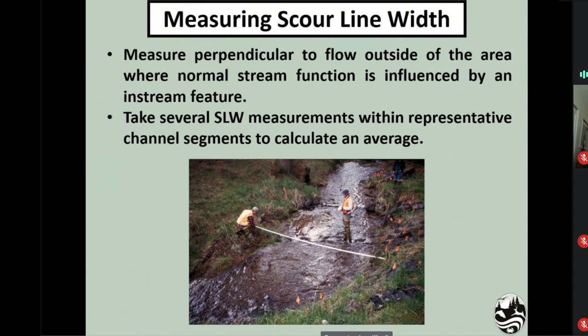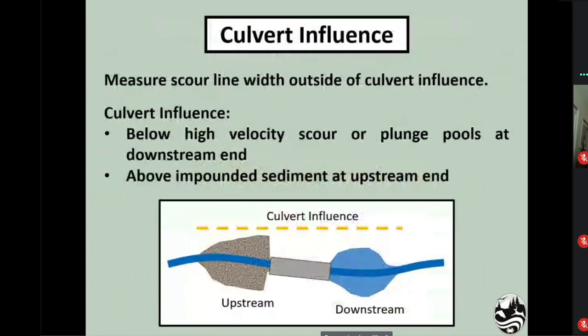And that relates directly to the culvert. And is the culvert undersized versus the stream and the water that it carries? So as I mentioned, you want to measure that outside of the culvert influence. So this image below, as you can see, the gray rectangle is a culvert. So imagine there's a road over the top of that. And you can see the upstream versus downstream.